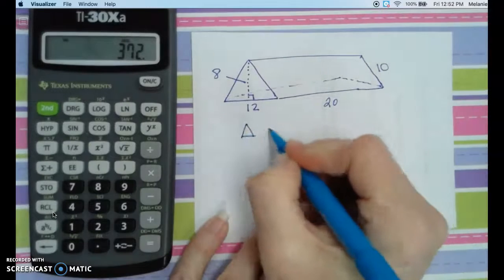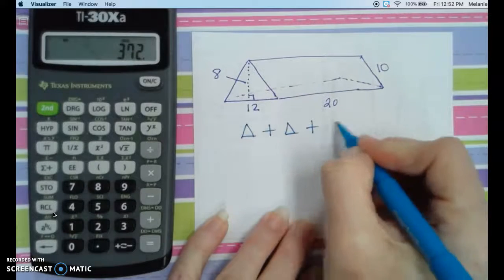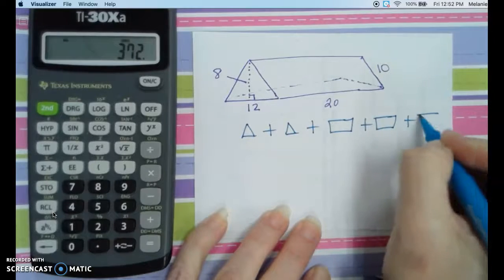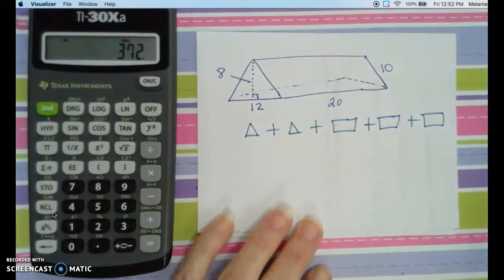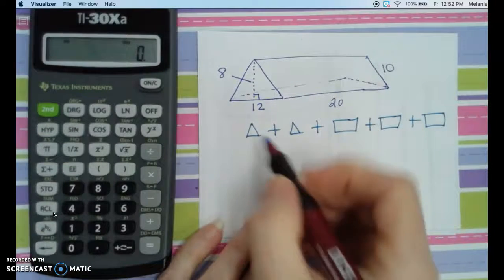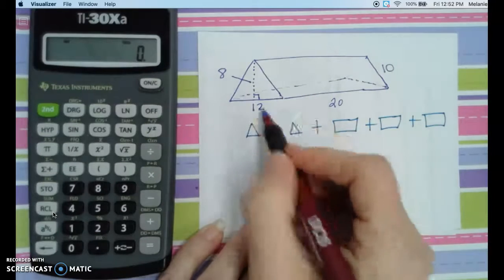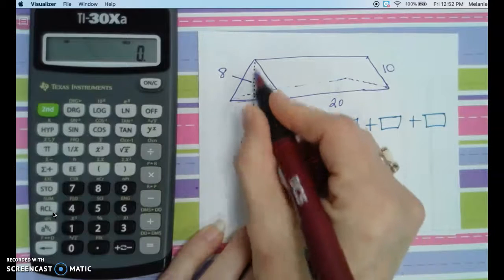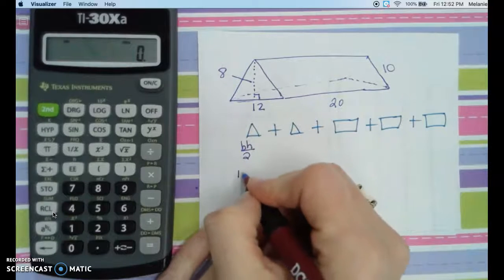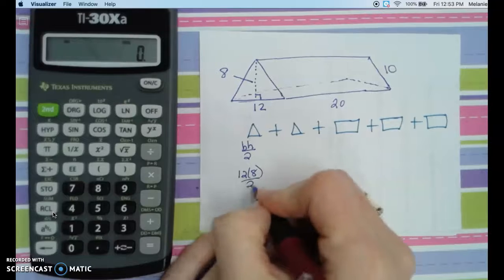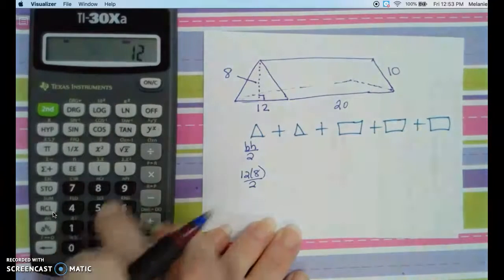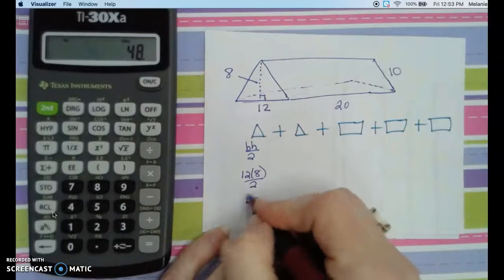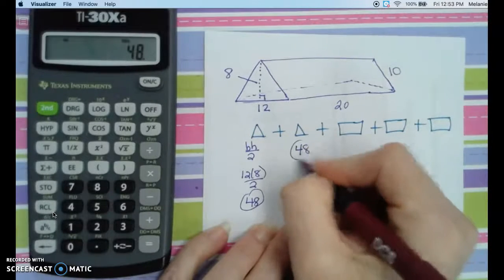So I've got a triangle plus three rectangles. Once I find each piece, all I've got to do is add them up. My triangles are going to be the same. So I've got base times height divided by 2, which in this case is 12, and my height is 8. So 12 times 8 divided by 2. It's going to be 48. So this one's going to be 48.